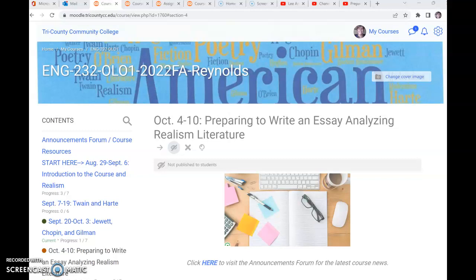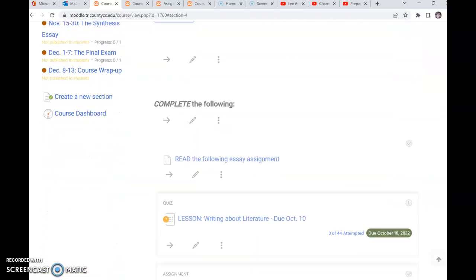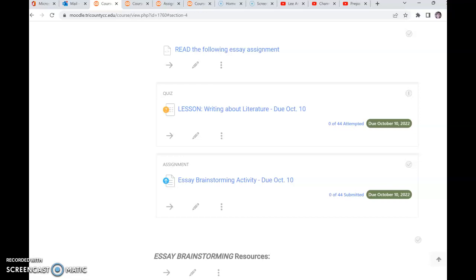After you read the essay assignment and watch the video discussing the topics, the next thing you need to do is to complete the lesson on writing about literature. Okay, so it's listed right here. Notice that Moodle labels it as a quiz, but it's really a tutorial. It contains instructional materials and examples and just asks some basic questions to ensure that students are grasping the material. It's basically a review of essay writing with some new material about how to write about literature in there.